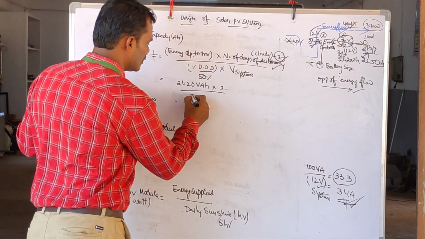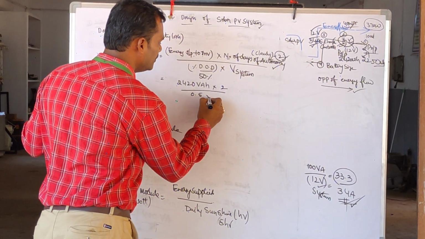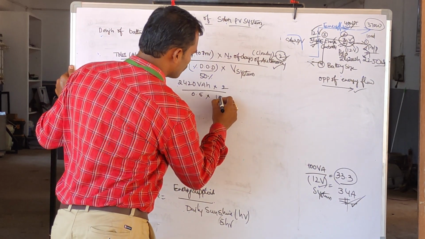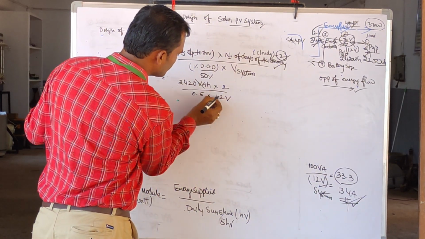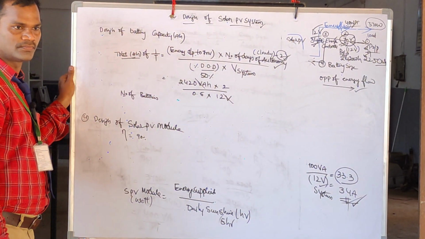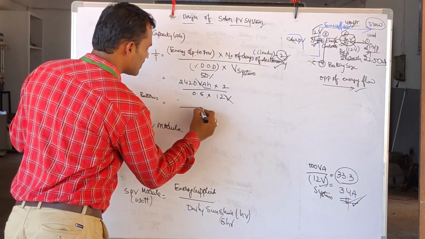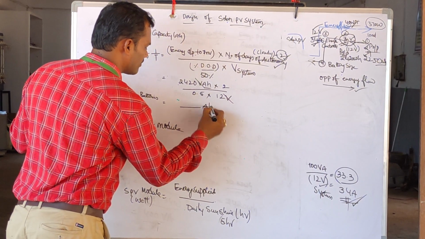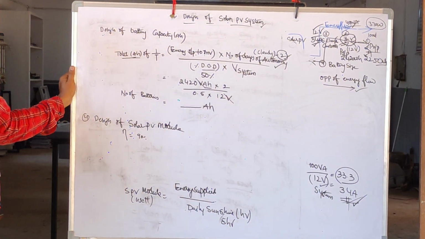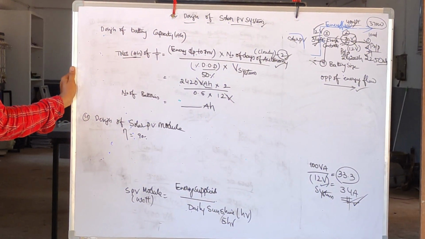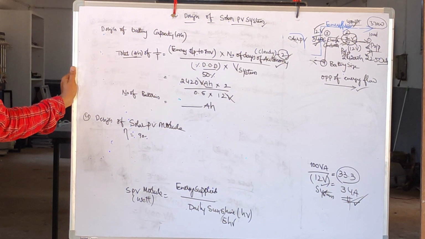How much? 0.5, into what is the system voltage given? 12 volts. You see here the voltage will get cancelled out automatically. What is the resultant you are going to get? So the battery capacity we will be getting in terms of ampere hour. Do this calculation: 2420 into 2 divided by 0.5 into 12.